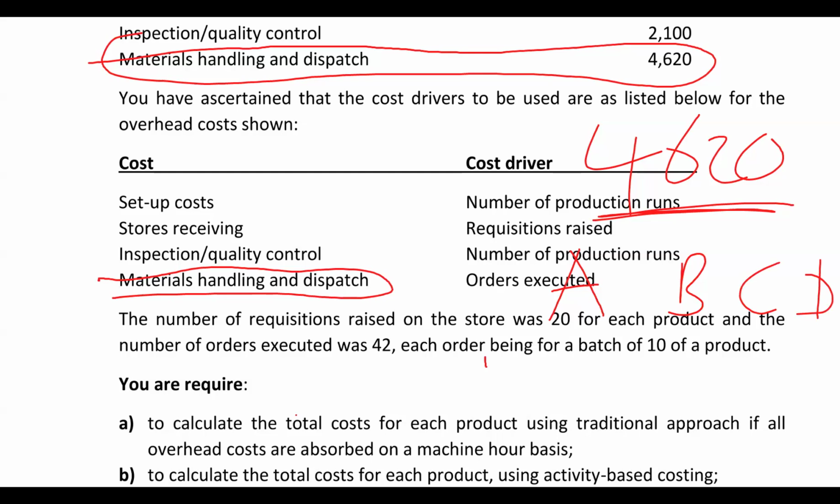But what basis are we going to use? What's the driver? The driver for that is basically the orders executed. For each product, there are numbers of orders that are executed. So we need to know, okay, how many orders have been placed? The number of orders will help us to allocate this cost, the material handling, and send it to specific departments. Okay.